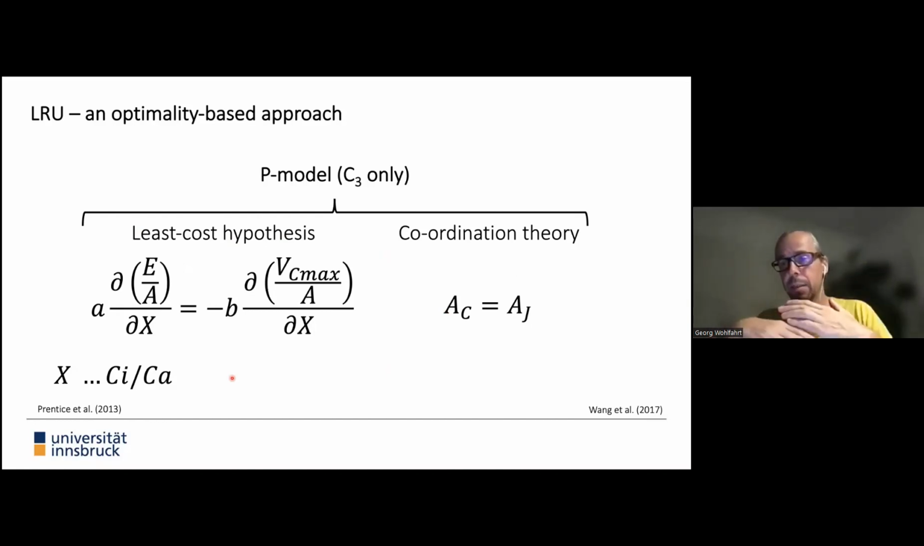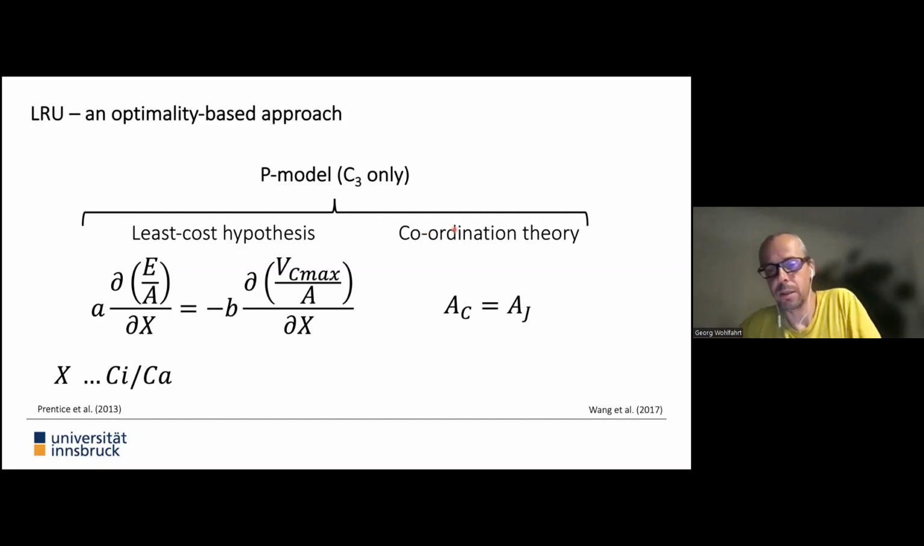And actually, plants are thought to optimize the stomatal conductance so that the uptake of CO2 and the loss of water via transpiration is optimal. And this is encapsulated here in this least cost hypothesis.